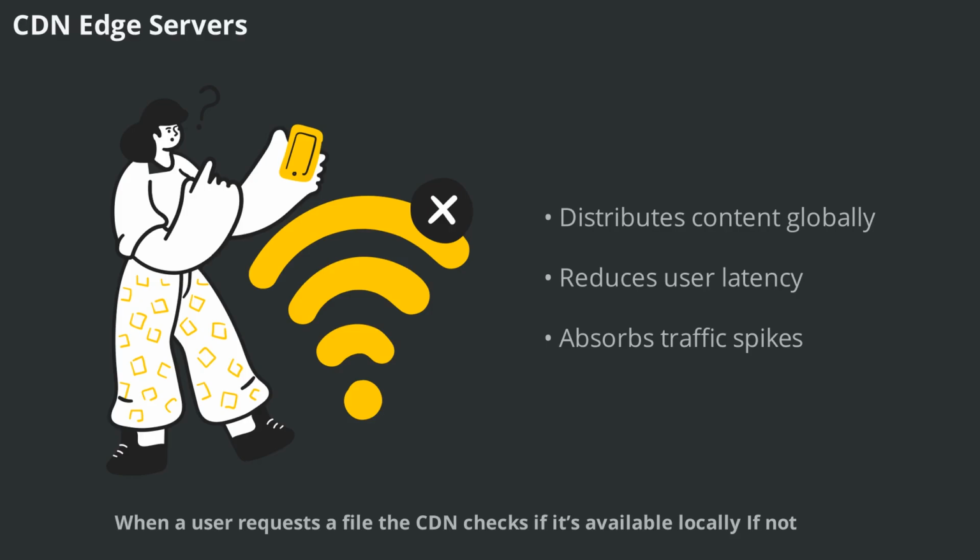When a user requests a file, the CDN checks if it's available locally. If not, it fetches it from the origin server and caches it for future requests. This process reduces latency and ensures users everywhere experience fast load times. CDNs also help absorb traffic spikes, making your application more resilient to sudden surges in demand.